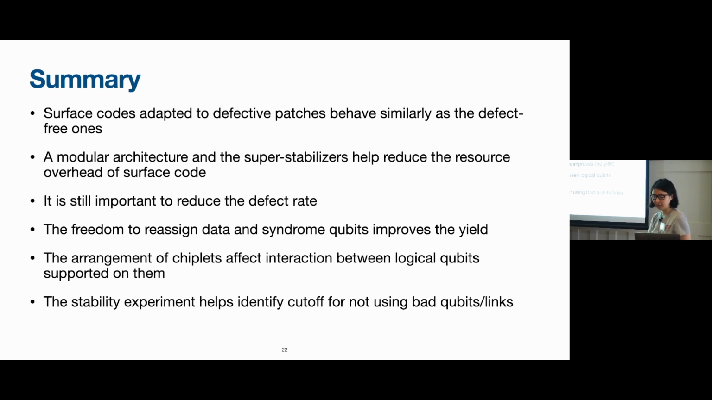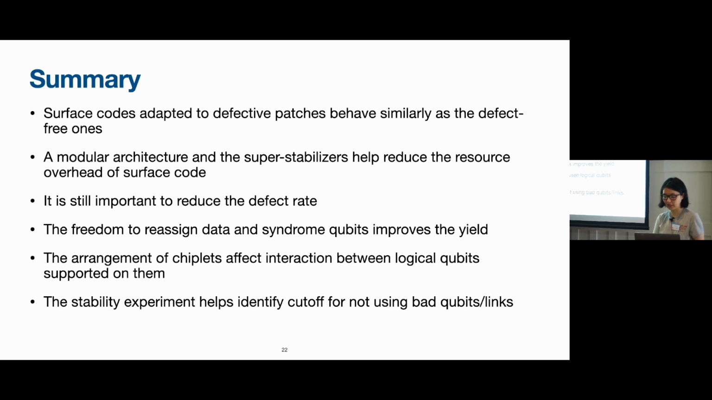So we found that the surface codes adapted to defective patches actually behave similarly to the defect-free ones, in the sense that you can characterize their performance with the same indicators. And we also found that modular architecture combined with the super stabilizers can help reduce the resource overhead of surface code that's due to defects. But it's still important to reduce the defect rate to avoid wasting the good qubits.